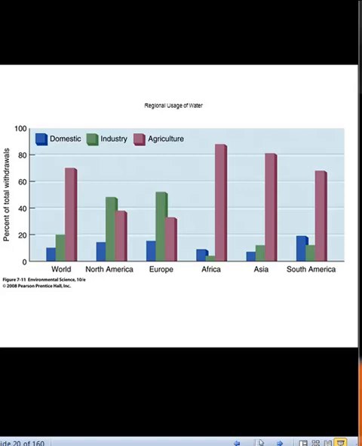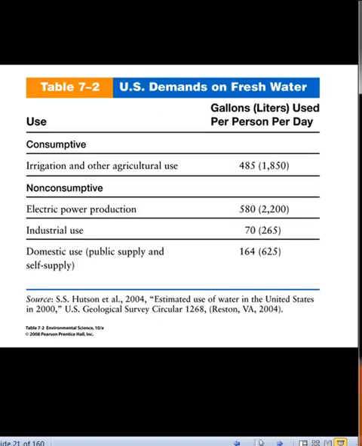Know the difference. Know what is #1, which is agricultural use, and know #2. And know that in the United States, it is not the same as worldwide. We do not represent the worldwide patterns.